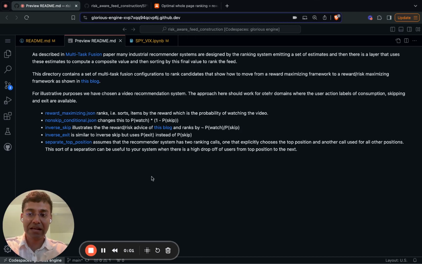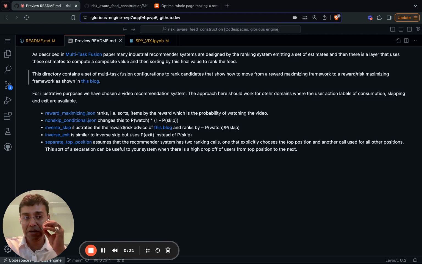In this third and last video, we will move on to the implementation of reward by risk in a recommender system ranking. The framework that is often used in industrial recommender systems is also described in this multitask fusion paper in our GitHub repository, which says that the ranking model is actually an estimator model, which outputs multitask estimates of multiple tasks.